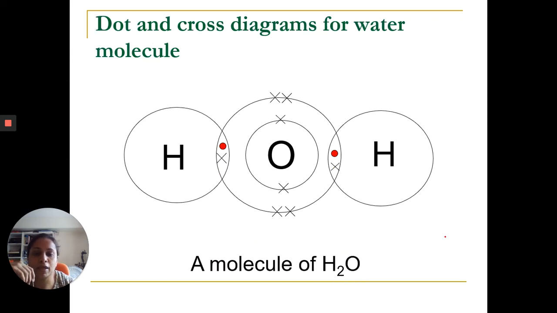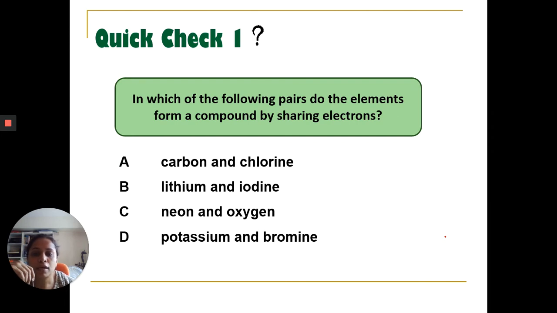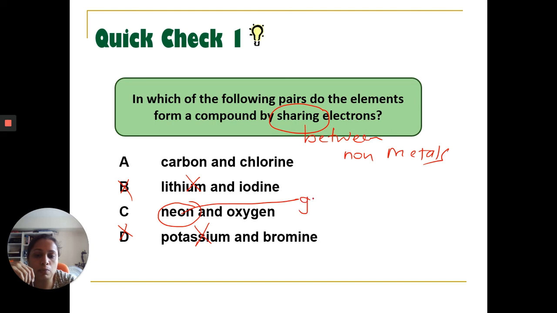Okay, let's do a quick check. Which of the following pairs of elements form a compound by sharing electrons? Sharing electrons only happens between non-metals, right? So this is a metal, this is a metal, so options B and D are out. Look at neon. Neon is a non-metal, but neon is in group 8, so it's very stable. It does not bond. So the only option is A.